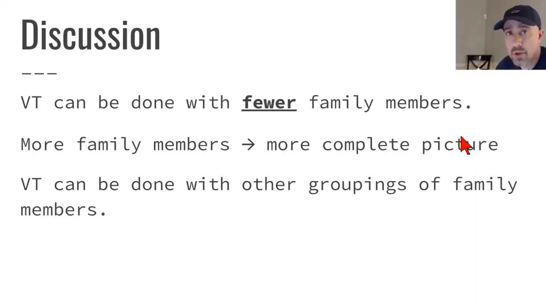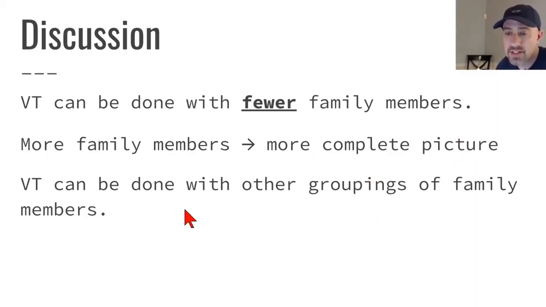Another point of discussion, visual triangulation can be done with fewer family members. I mentioned that earlier. You don't have to have 12 close family members to do visual triangulation. You can get by with far less. As I mentioned earlier, parent-child duos are particularly powerful, and if that's all you have, you're still in pretty good shape. But if you do have access to match results for a larger number of close family members, be sure to take advantage of that, because with more family members you do get a more complete picture.